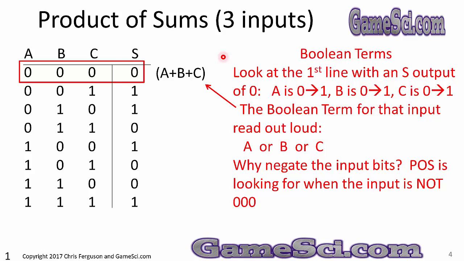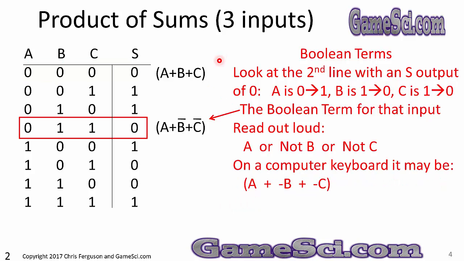Boolean terms. Look at the first line with an S output of 0. A is 0, we'll flip that to 1. B is 0, we'll flip that to 1. C is 0, we'll flip that to 1. The Boolean term for that input read out loud is A or B or C. Why negate the input bits? POS is looking for when the input is not 0, 0, 0.